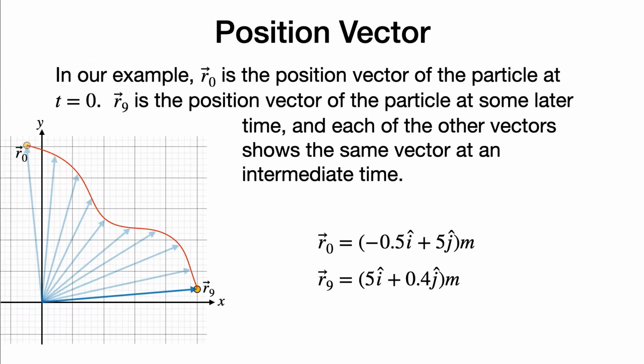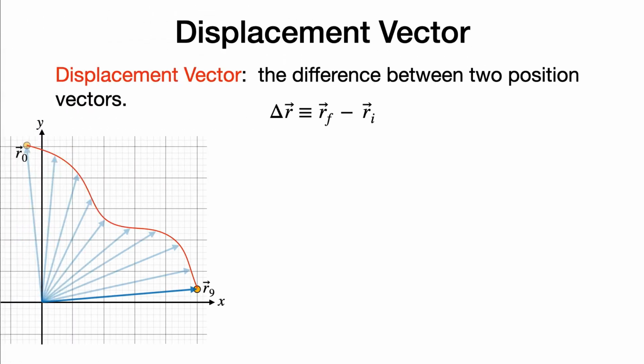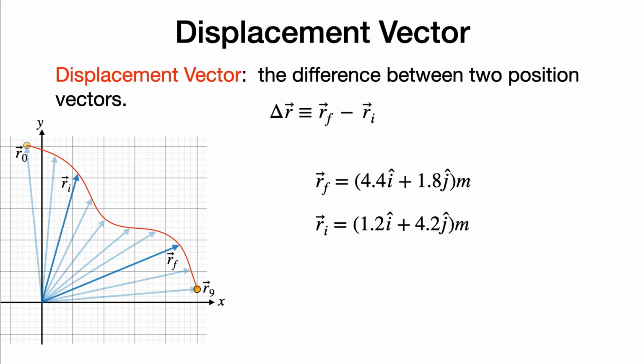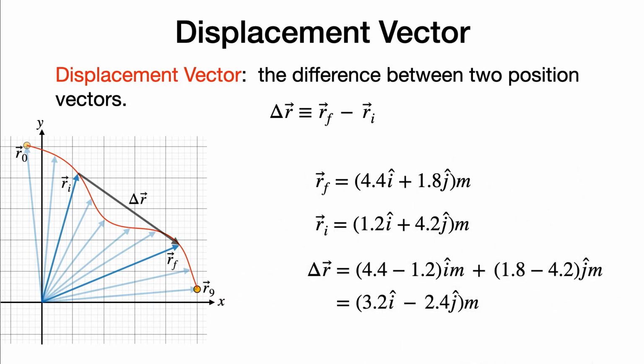Now, in our example, r0 is the position vector of the particle at t equals 0. r9 is the position vector of the particle at some later time, and each of the other vectors shows the same vector at an intermediate time. The displacement vector is the difference between two position vectors. In this case, delta r is r final minus r initial, and if we use the values of r final and r initial that are shown, we can just use the usual rules for addition of vectors using components to find the displacement vector.